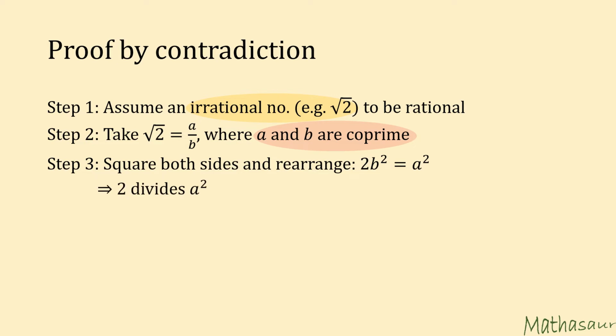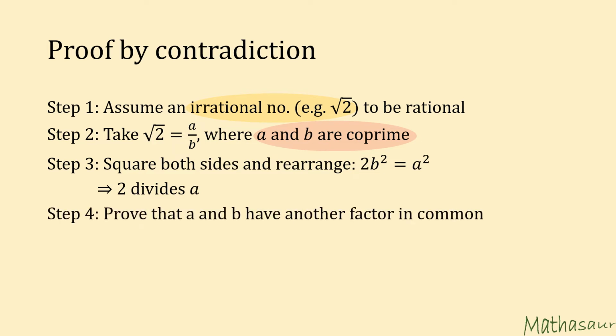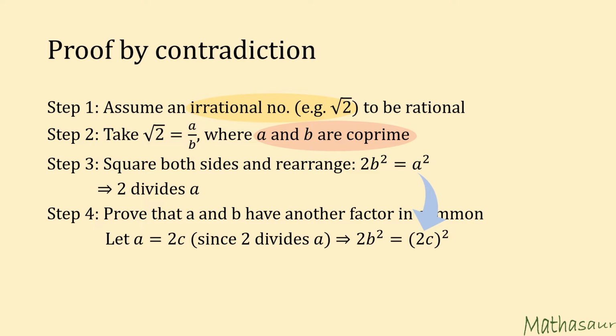Now this means that 2 divides a square. This also means that 2 would divide a. Recall that if a prime factor divides the square of a number, then the prime factor would divide the number as well. Now recall that the statement we are trying to contradict is that a and b are co-prime. So basically we are trying to prove that a and b have another factor in common. Since 2 divides a, let us assume another number c. So let us take a is equal to 2c and substitute this value of a in the earlier statement. 2b square is equal to a square.